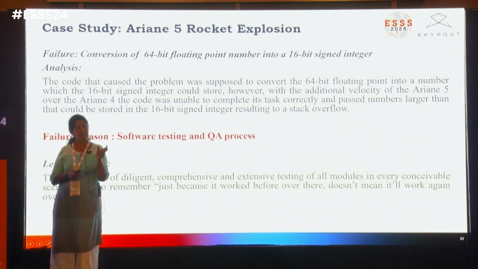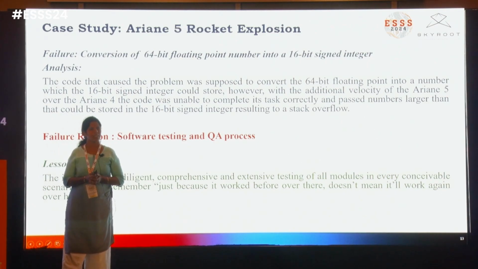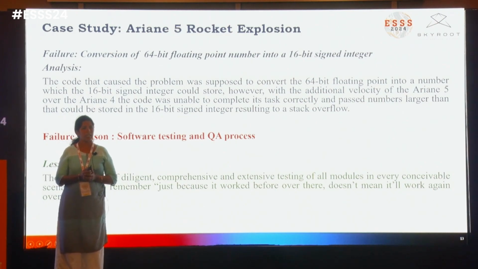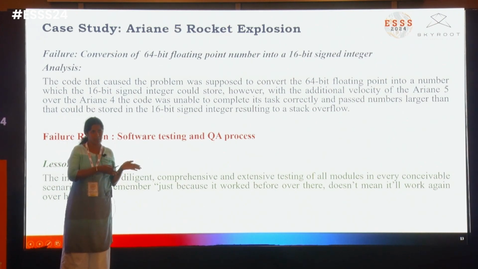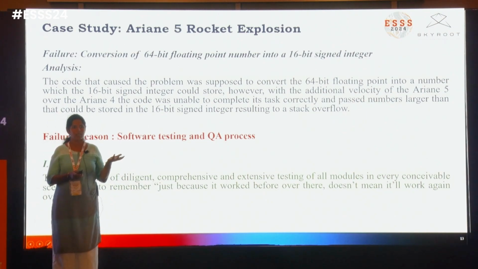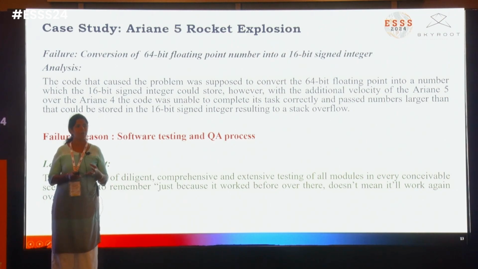As there was no exception handling mechanism, that resulted in the loss of the navigation, guidance and control system, which led the vehicle to deviate from its trajectory, and unfortunately the rocket had to be destroyed using the destruct command. So what caused this issue? If we want to reuse anything from a previous project, though that software worked well for the previous version, it is not mandatory that it works for our current version. So we have to follow a strict testing and QA process.